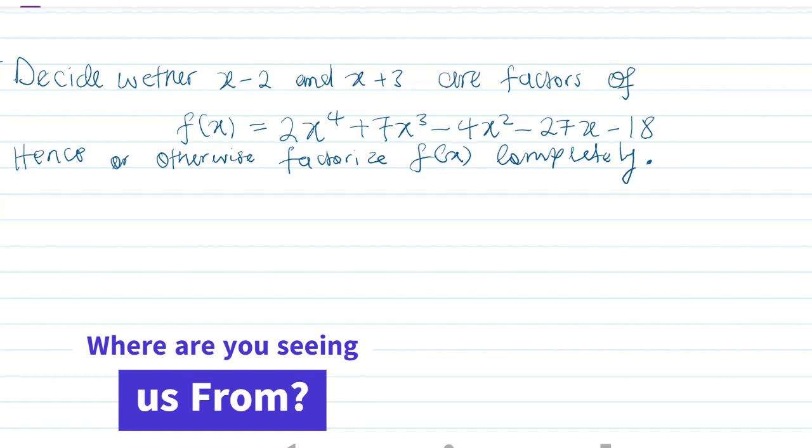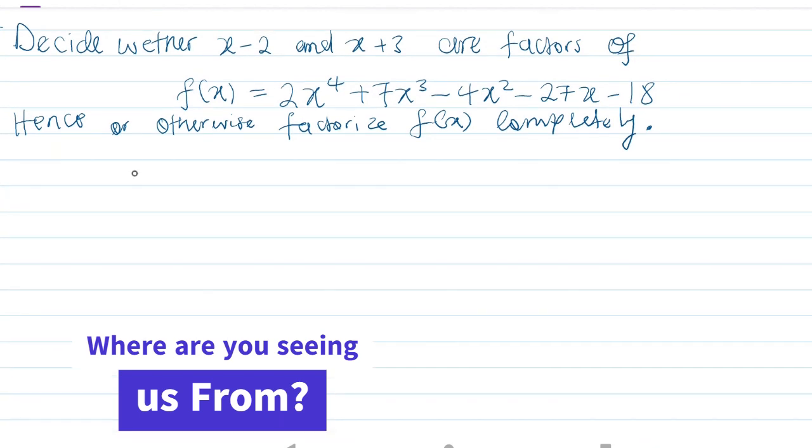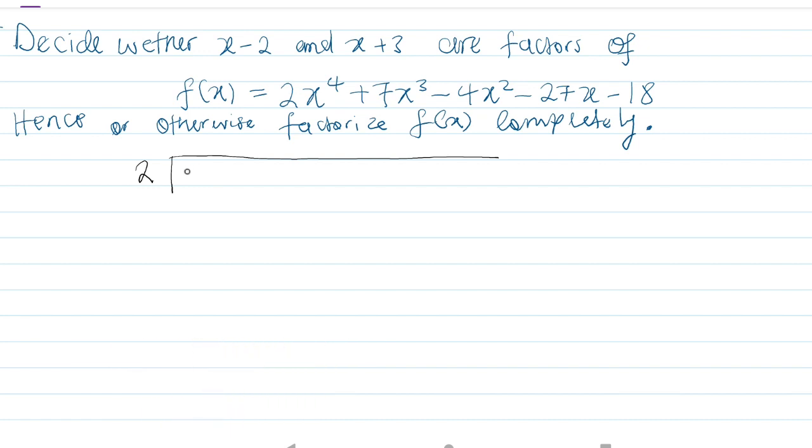So x minus 2, solving for x, x minus 2 equal to 0, solving for x is 2. So we are going to say 2 here, okay. Then I'll pull out the coefficients. This is 2, 7, negative 4, negative 27, and negative 18. All right. Now we're going to drop this 2 here, and we are going to be adding here.